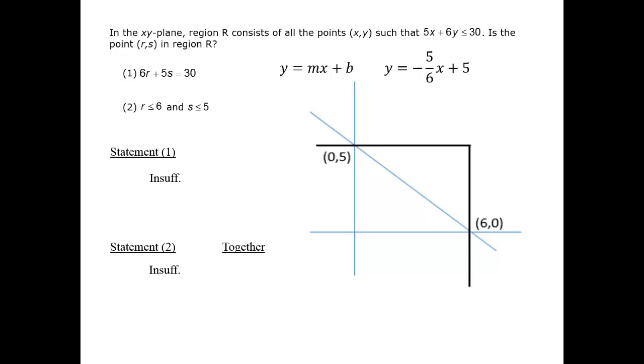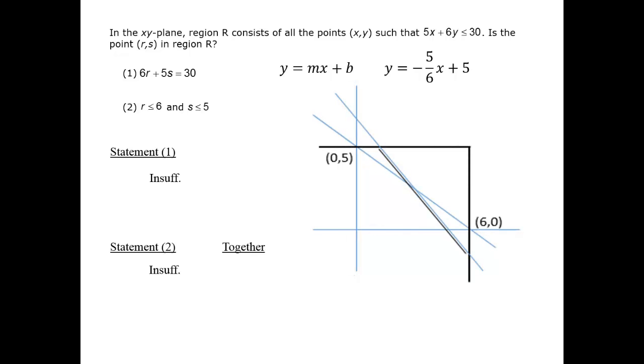When both statements are true, the field of possibilities is significantly reduced. The point must now be on the line described in Statement 1 and within the rectangular boundary, like so. The remaining line segment still has a portion inside of region R and outside of region R, so the statements together are insufficient. We can double check and make sure we haven't drawn incorrectly by choosing cases. For example, the point 5, 0 is on the line in Statement 1, and it satisfies the condition that R is less than or equal to 6. That point is inside region R.